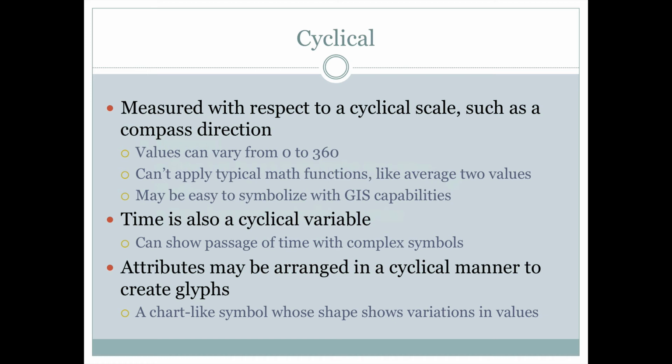Time is also a cyclical variable. We can put that on a map, although that typically requires some sort of more complex symbol. And we can also take a bunch of different attributes, put them around in a circle, and just make those attributes kind of stick out more in the direction that are more prominent in order to give someone an idea of how a lot of data would look on a map. So we can use these things called glyphs, which are chart-like symbols whose shape will show variations in more than one value.